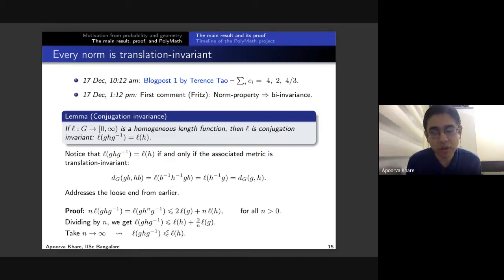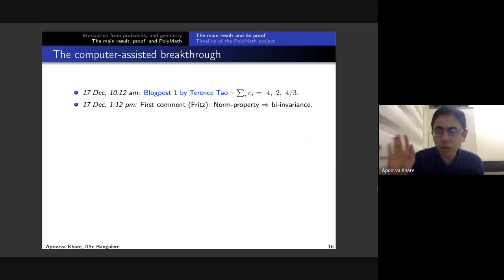And so if you're smaller than any positive real number, then you must be less than or equal to 0. And that's what we use. This is one way, and obviously, since conjugation is a symmetric relation, you get the other way by symmetry. And so you're done. And so that's this conjugation invariance. So now that addresses the loose ends from earlier. Everything else is done. We just need to now prove that the group is abelian, and that's all, right? Or more precisely, that the length of a commutator element is 0. Or even more precisely, the length of the commutator is smaller than any positive real number.